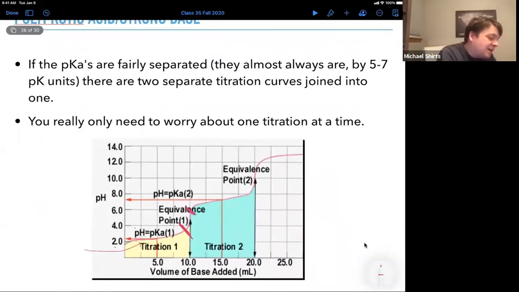And past here, then you can just treat it as a weak acid with the second pKa. With the pK being the pKa2. So you know how to do everything here and everything here. The one issue is right here at that first equivalence point. So why is that a problem?